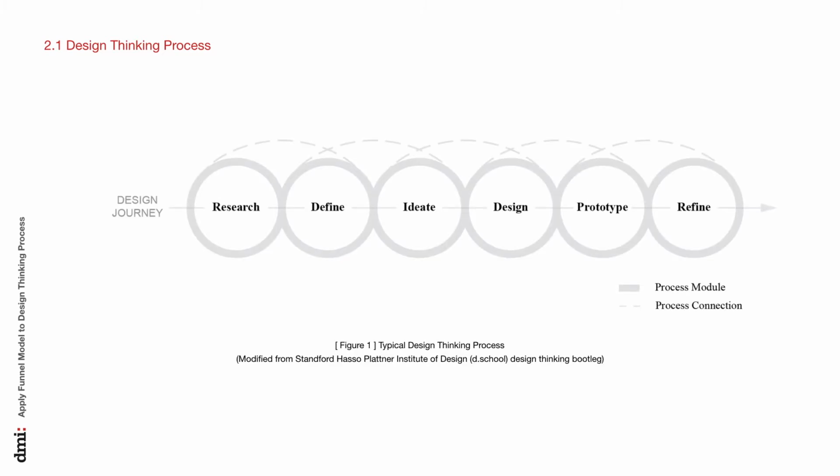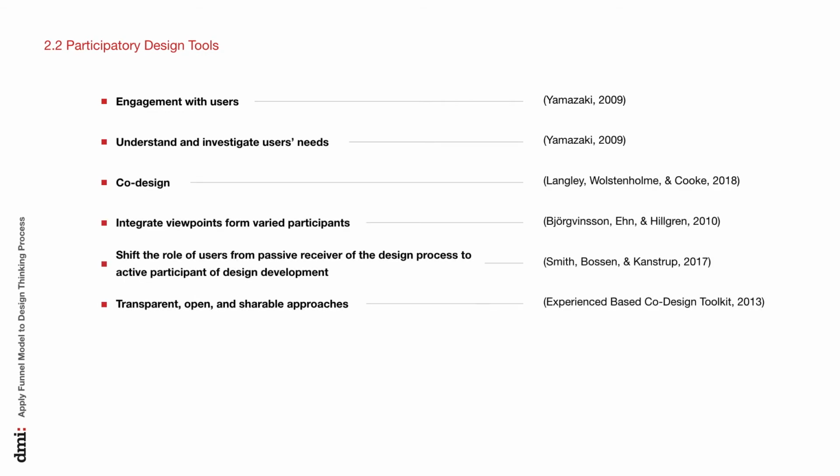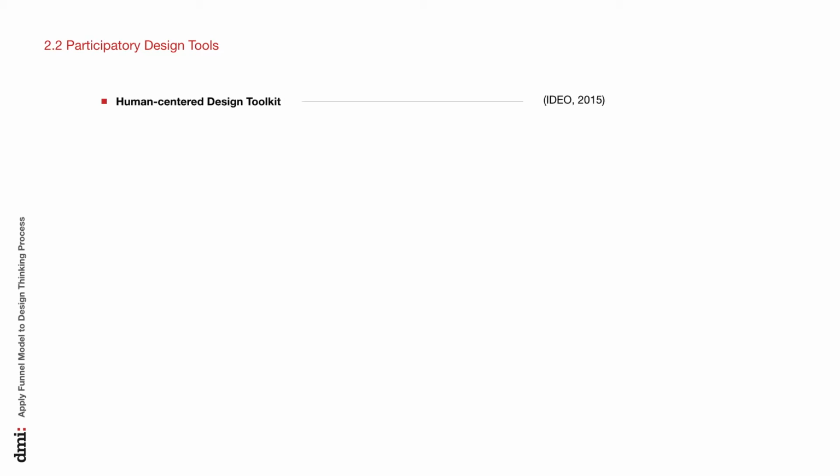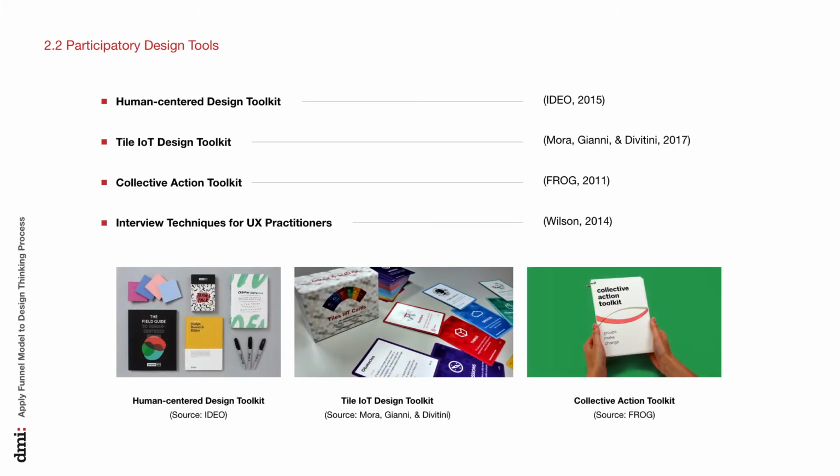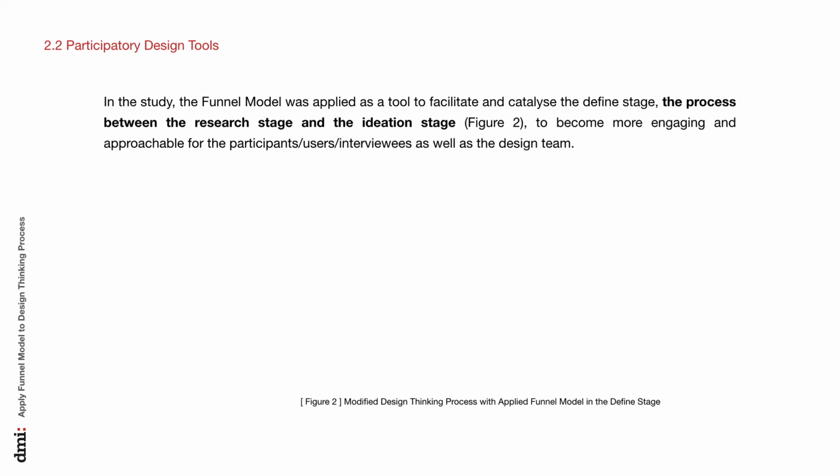So, above all the literature review and research we did, we summarized the typical design thinking process into 6 process modules: research, define, ideate, design, prototype, and refine. The dotted lines represent connections between process modules. We also did research about participatory design. Some keywords are engagement with users, co-design, integrating users' needs and understanding them. Also, there are toolkits created for participatory design, like the HCD toolkit from IDEO, the Creative Action Toolkit from Frog, etc.